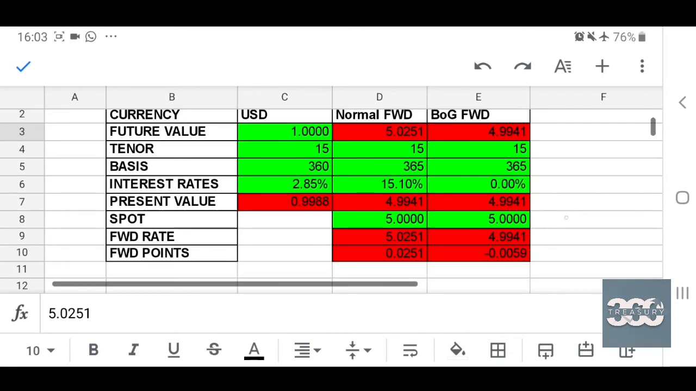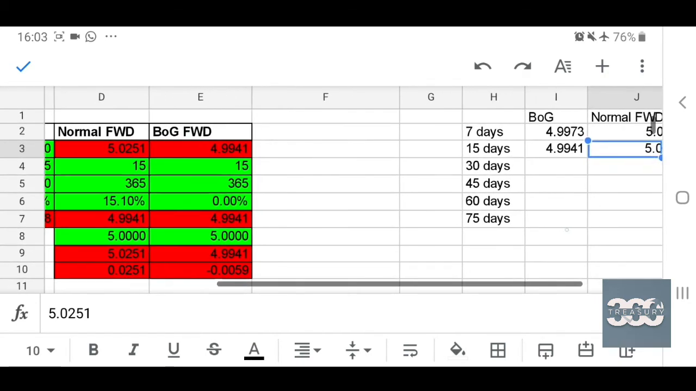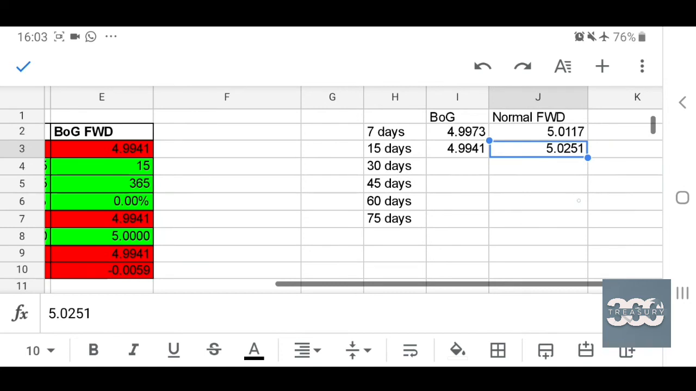So this is how to compute your BoG Fx forward prices for the auction, and good luck in the auction.